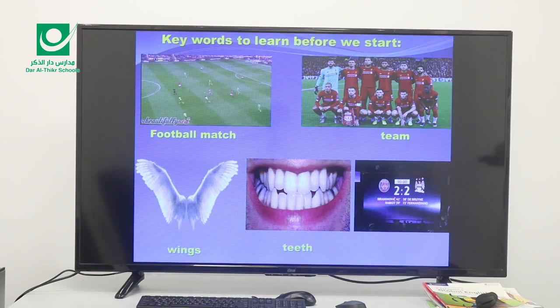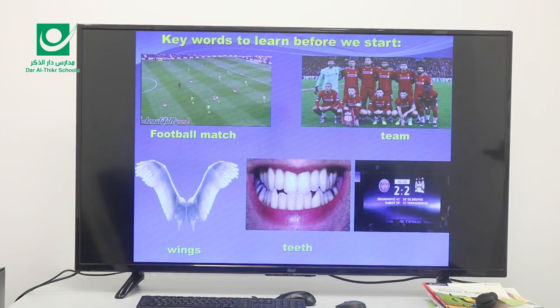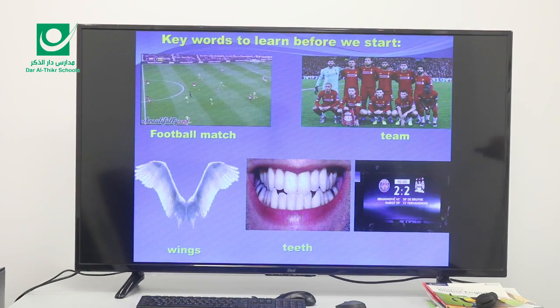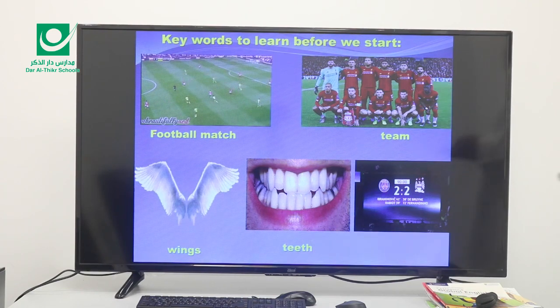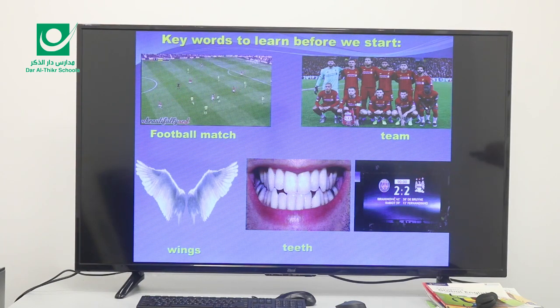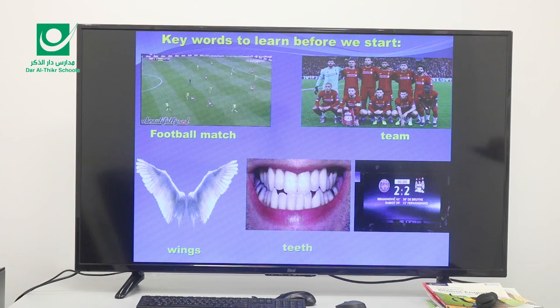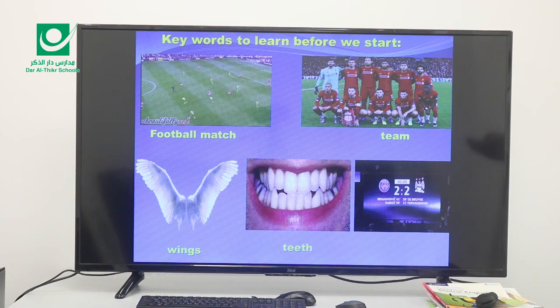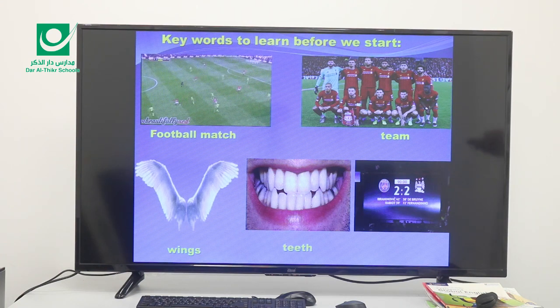And the last one, please look at the score. The score, okay, is 2-2. So when we have a score like this, we call it in English draw. It means the two teams, they have the same points or the same score. Yes, so please students, repeat after me.